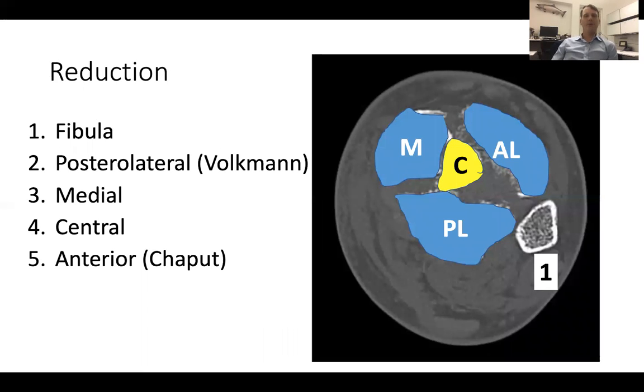So now we'll go through the reduction sequence for this case, and it's not always the same sequence. This is kind of a classic sequence though, and I think it does work for a lot of cases. Begin with the fibula to get our initial length, and then we do the posterolateral fragment, the medial fragment. We can then still access and reduce the central impaction, and then finally the Chaput anterolateral fragment last.